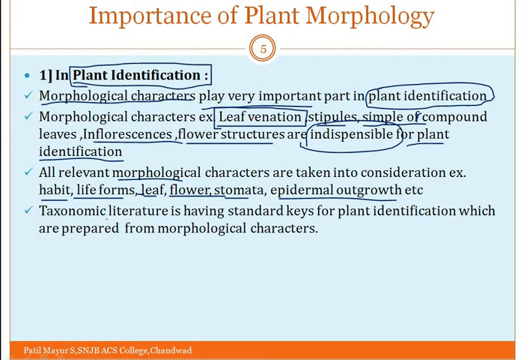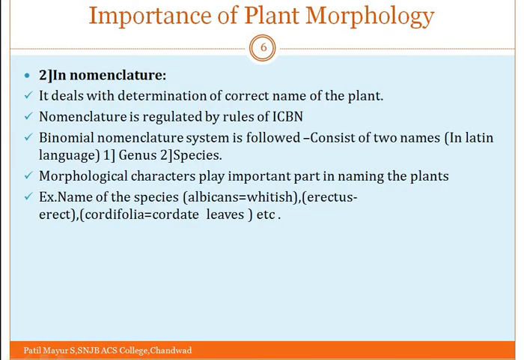If we go through taxonomic literature, we will find there are different standard keys for plant identification, and these keys comprise different morphological characters. All these keys are prepared from morphological characters. So plant identification is facilitated by studying morphology, because morphological characters play a very important role. Now we will move forward towards nomenclature.